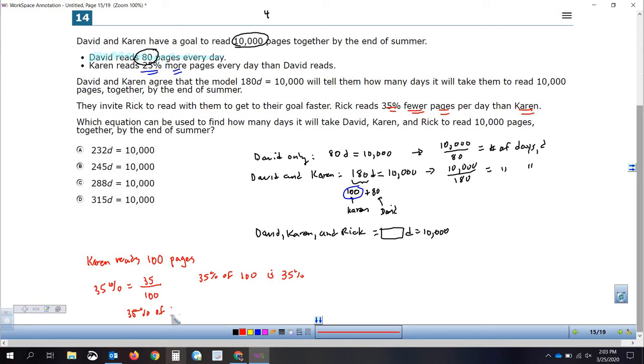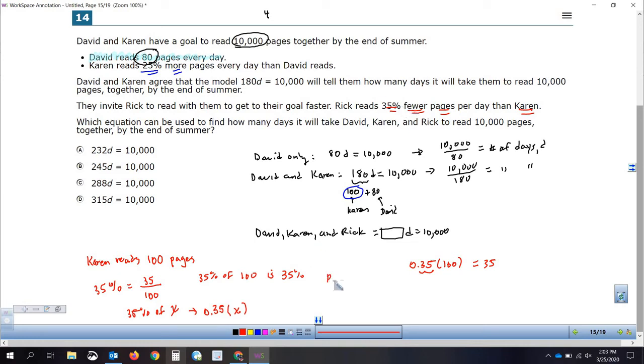All right. If it had been a more challenging number other than 100 to find 35% of something, I'll call it X, what we would do, and I think we did this in a previous problem, actually I think that might have been for 7th grade, we would do 0.35 times whatever X was. But 0.35 times 100, hopefully you know when you multiply by 100, you simply move the decimal over 2 places and you get 35. All right, so Karen reads 100 and Rick reads 35% fewer.